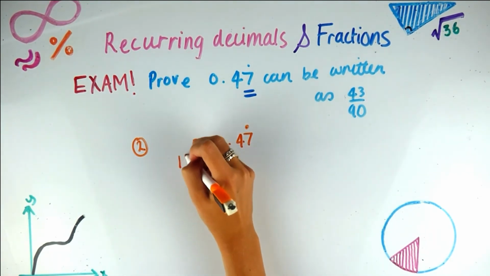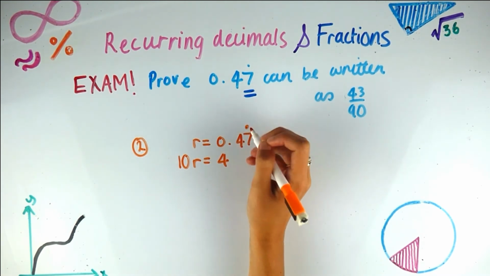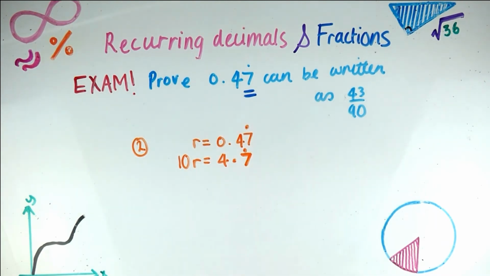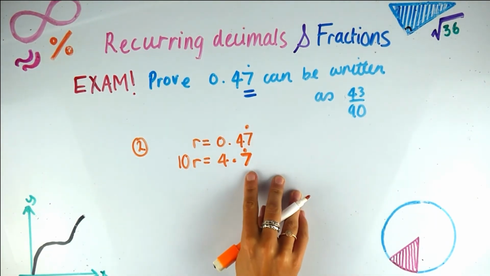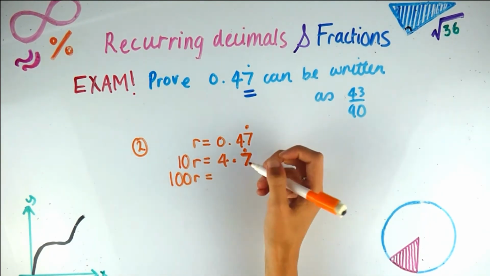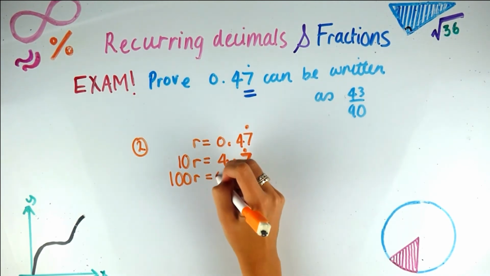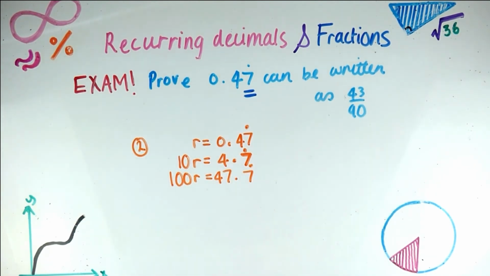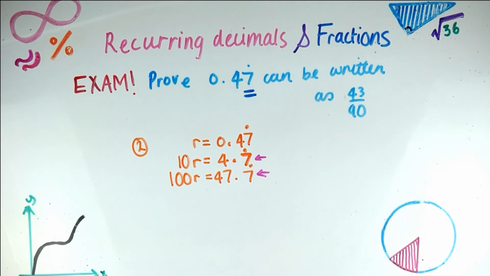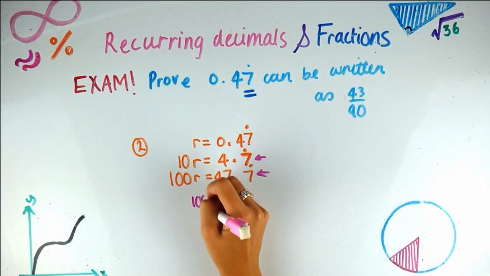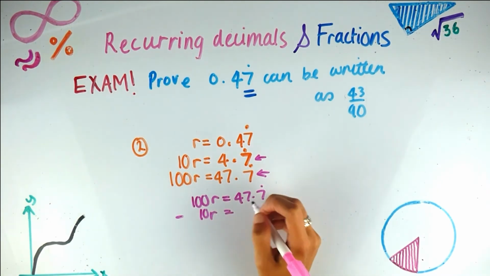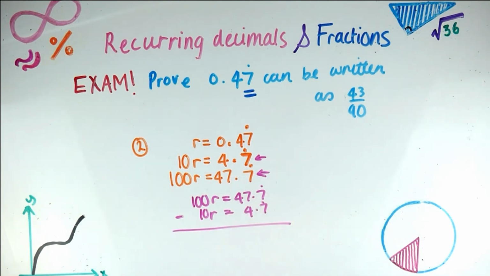So if we do R multiplied by 10, we've shifted the decimal point, 4.7 recurring. First step, we want to multiply it by a factor that then has the recurring bit straight after the decimal. Okay, let's now multiply r by 100, so we have something with the same thing after the decimal point: 47.7 recurring. Okay, nice. We've achieved our aim of having these two things have 0.7 recurring after the decimal place. So now let's do 100r, which is 47.7 recurring, subtract 10r, which is 4.7 recurring, see what we get.